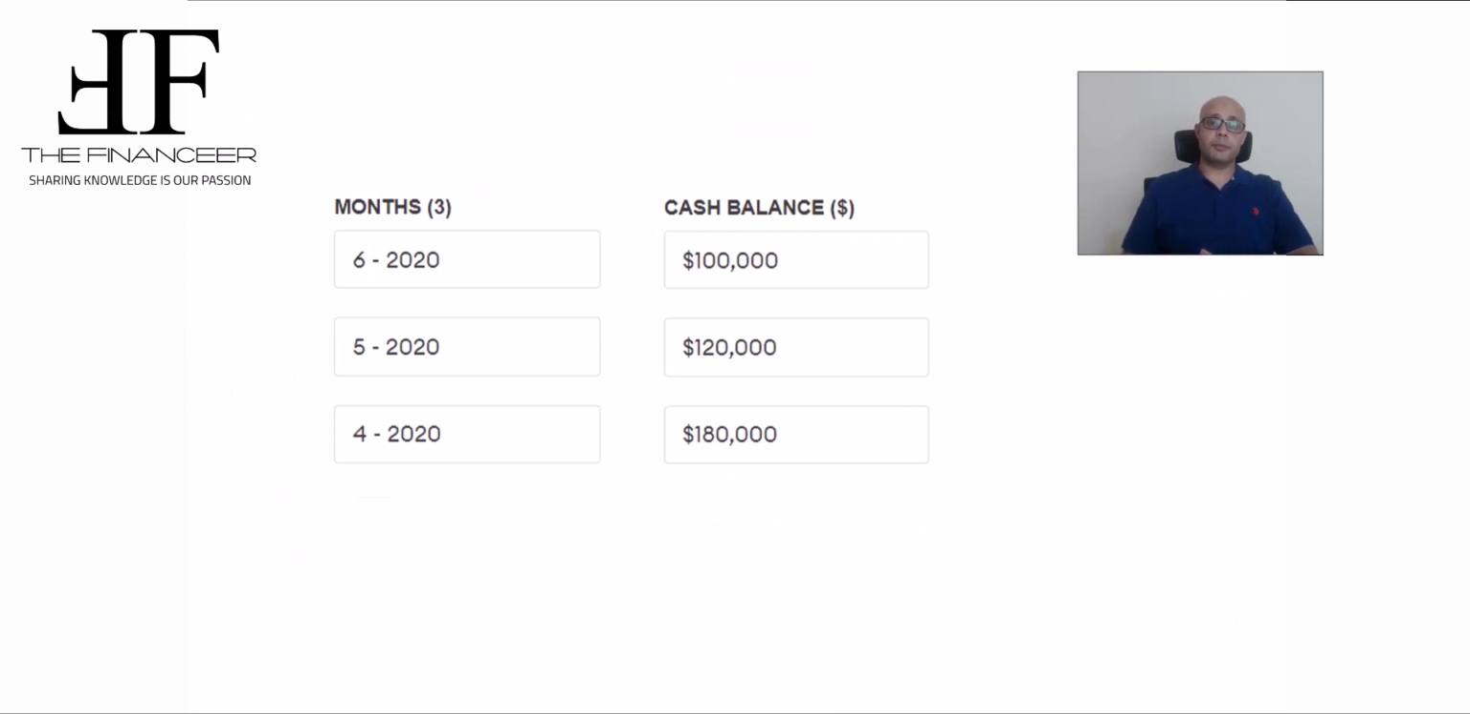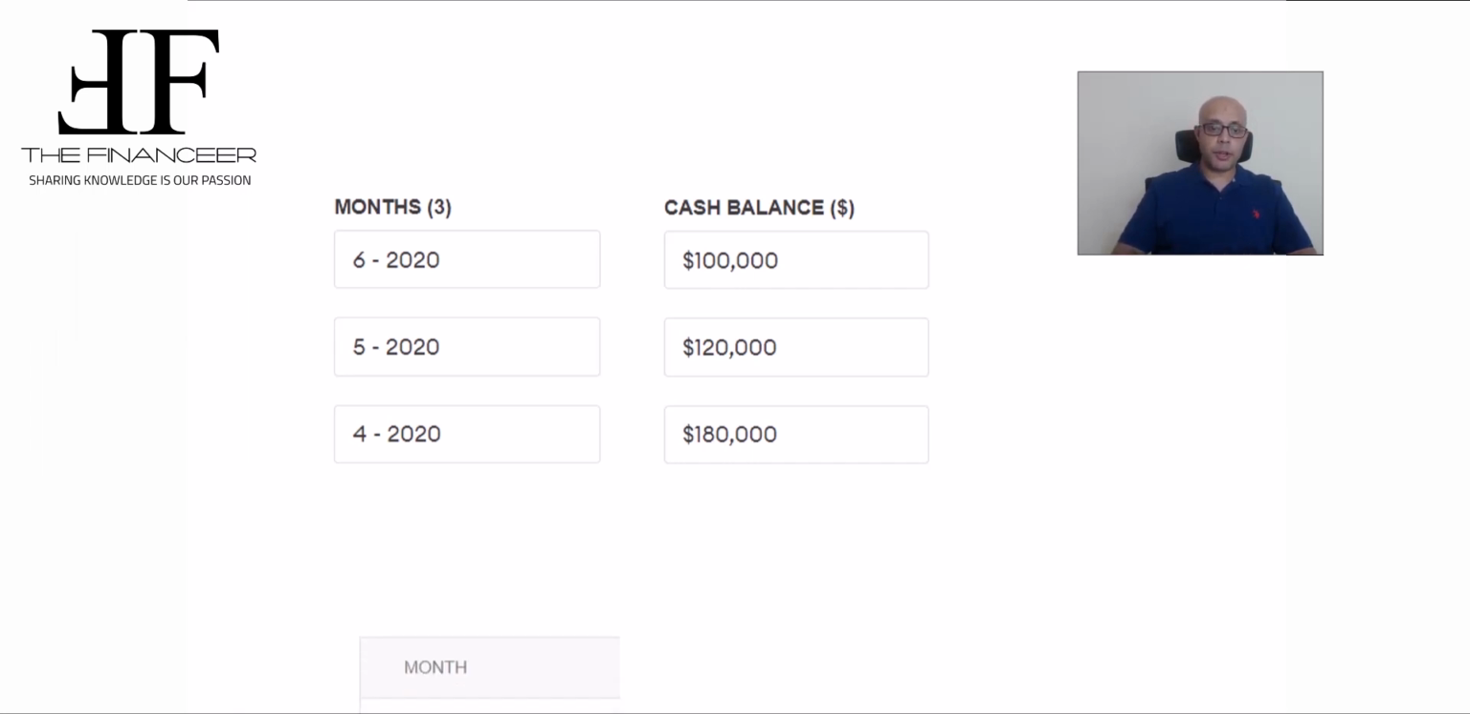Now let's take an example. Assume that in April 2020, the cash balance in your bank was $180,000. And in May 2020, the cash balance is $120,000. And in June, the cash balance is $100,000. Now we need to calculate the burn rate and the runaway rate of your cash.